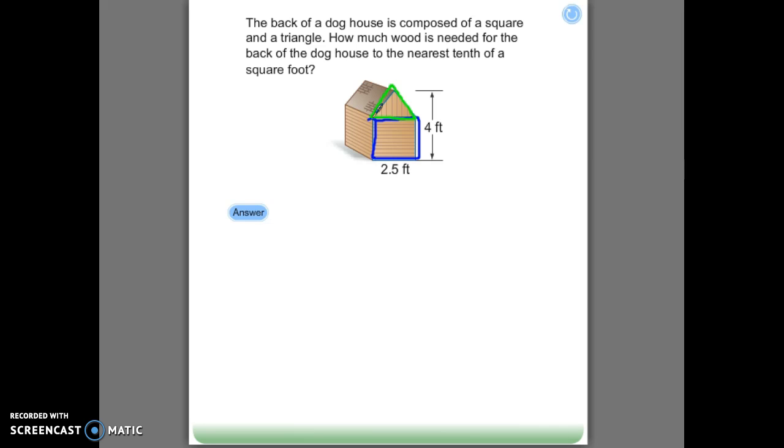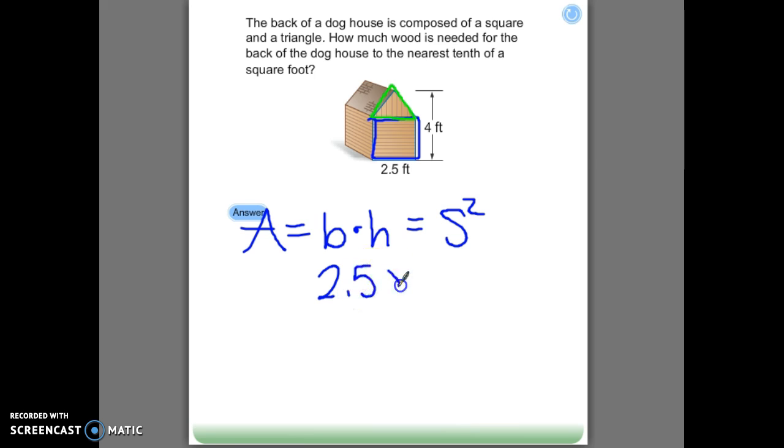So first, let's find the area of our square. Since it is told that it is a square, we know that both the base and height are the same. So our area for a square is going to be base times height, or we've also said that it's just side squared. So we have 2.5 times 2.5, and that will give us an area of 6.25.